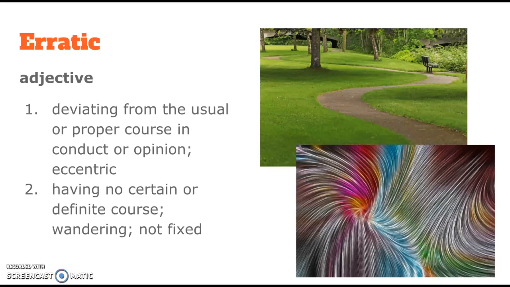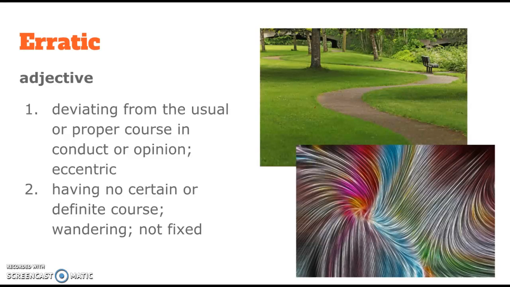Word number 2, erratic. Now this is an adjective, so this is when we describe things as being erratic. If something is erratic, it is deviating from the usual or proper course in conduct or opinion. Eccentric. It can also mean having no certain or definite course, wandering, not fixed. So if we look at the right, the pictures show perfectly things that are erratic. The top picture is a picture of a sidewalk, and you can see that it's not straight, it's not from one point to another, it's curvy, it's erratic, it's changing its course.